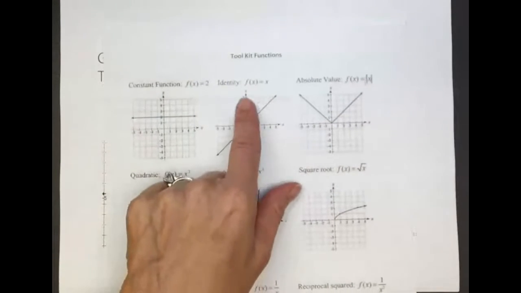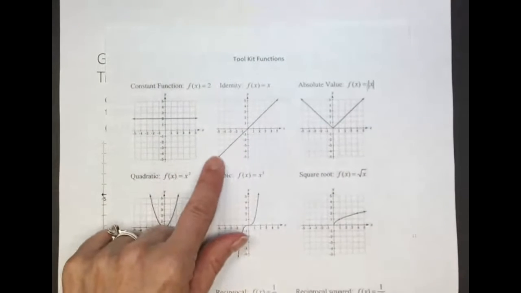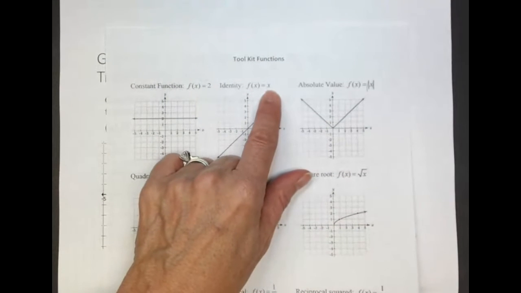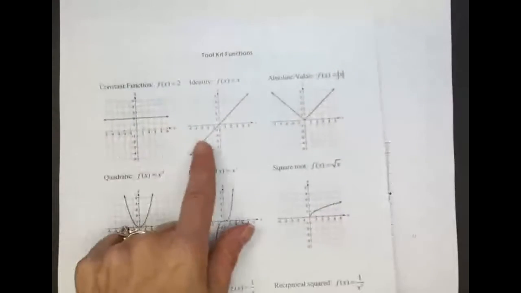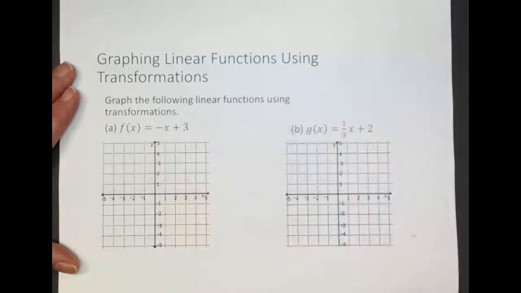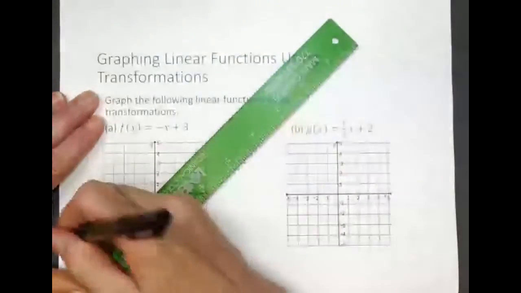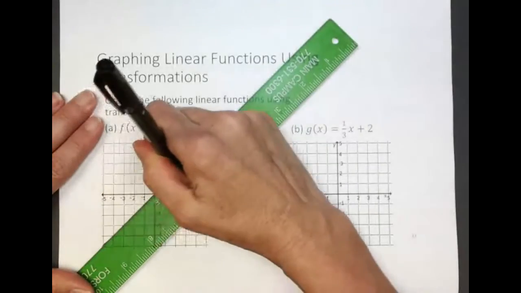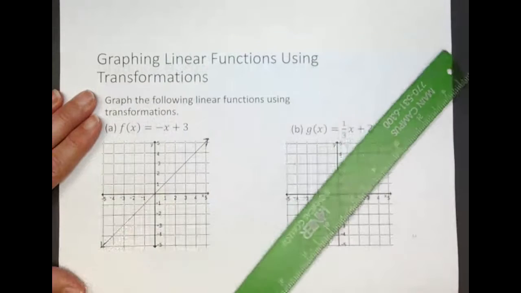Well, when we look at the toolkit functions, we're going to be using the identity function because that's the linear function that has an x in it. Not the constant function, but we have an x here, so we don't want that. We want the identity function. The identity function, without any transformations, would look like this. There's our identity function. No transformations.